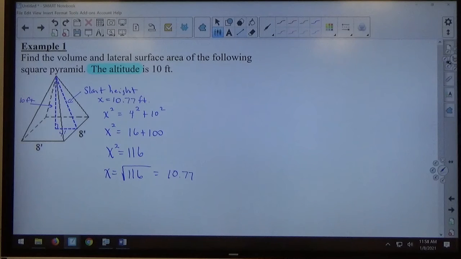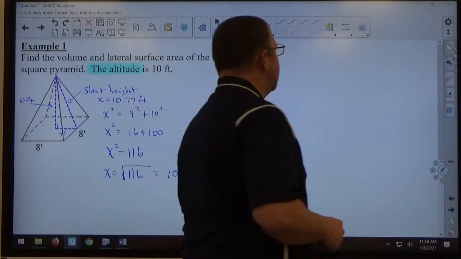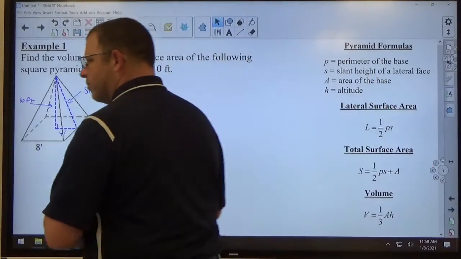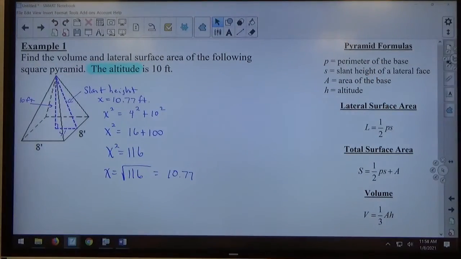All right. Those are the 3 dimensions you need to know. You need to know information about the base, which is a square. You need to know the altitude, which is 10 feet, and you need to know the slant height, which is 10.77 feet. All right. Now, with that in mind, let me just bring up these properties here, these formulas. These are on your sheet over to the right of the example 1 box. This same information is on your sheet. These formulas are what we're going to use to do whatever we need to do.